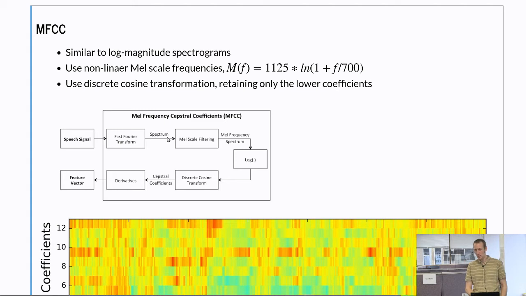So we get our spectrogram. We apply this Mel scale filtering to give us the nonlinear frequency bins. We take the log magnitude, which once again is possibly just something that works well for humans. Then the two fun steps that I'm not very confident on: first you take a discrete cosine transformation of this new Mel spectrogram.